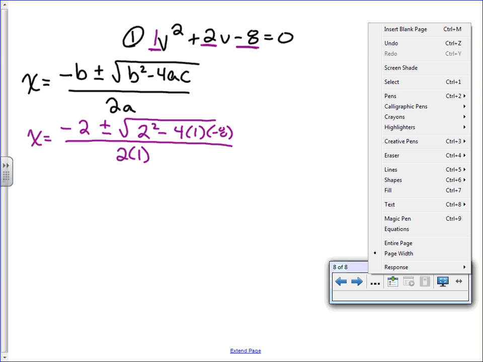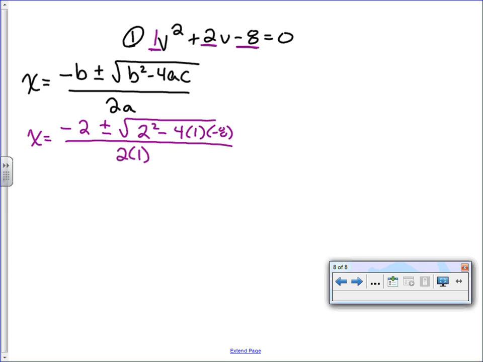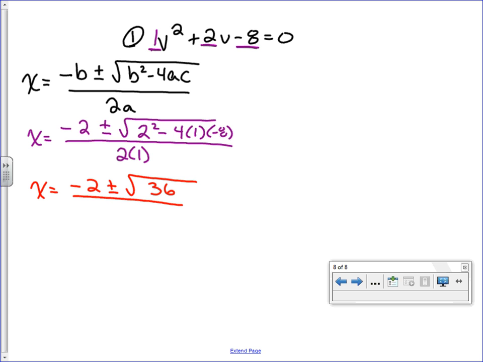Now that I've got everything plugged into the formula, next thing we're going to do is go to our calculator, and we're going to do that piece underneath the square root. That's called the discriminant. So with your calculator, you're going to enter 2 squared minus 4 times 1 times negative 8. And let's see what we get. 36. Somebody check that one. Is that right? 36? All right, so we get a 36 for our discriminant. That's the number underneath your square root. If I multiply 2 times 1, 2 times 1 is 2.